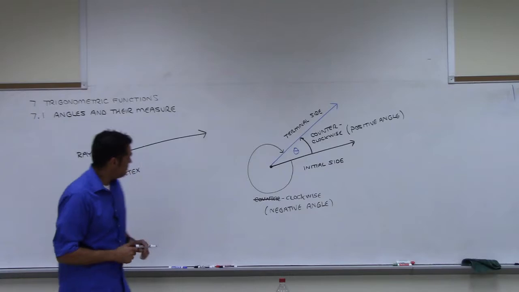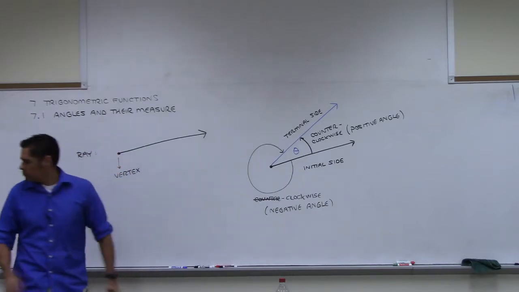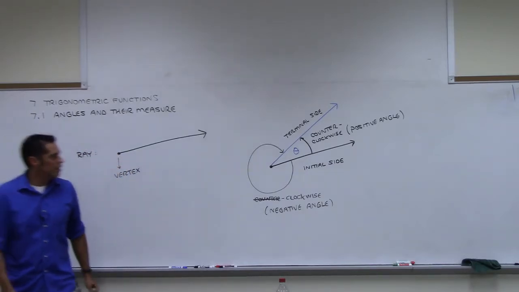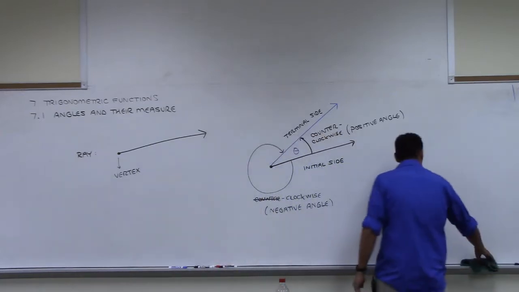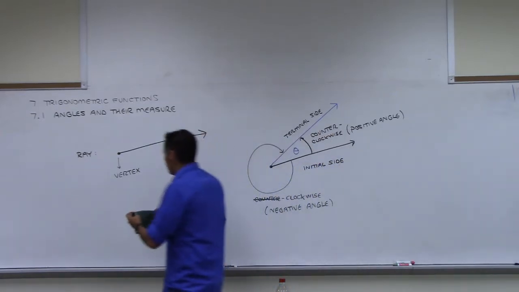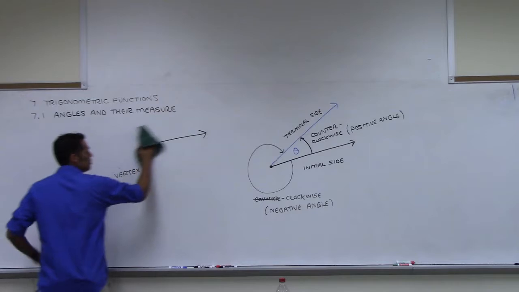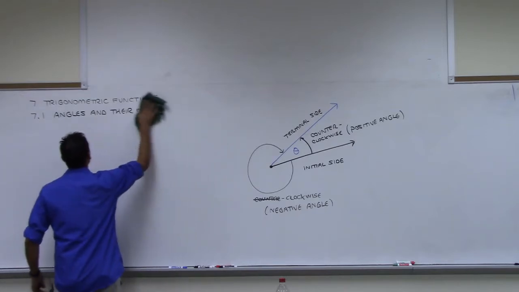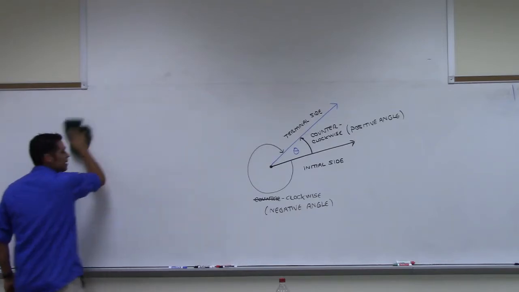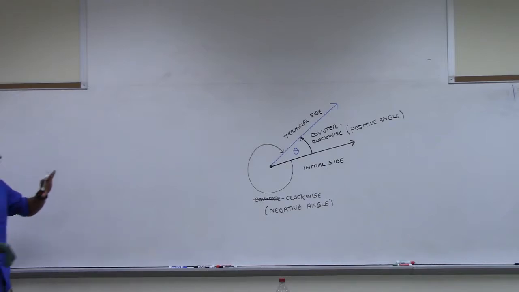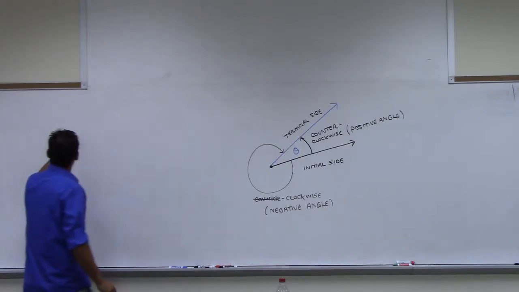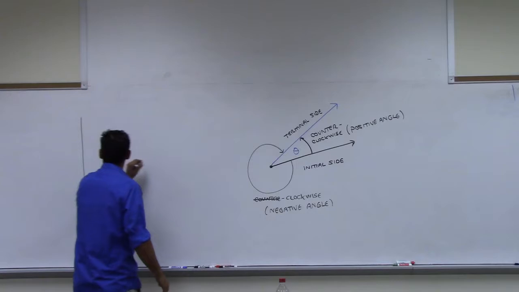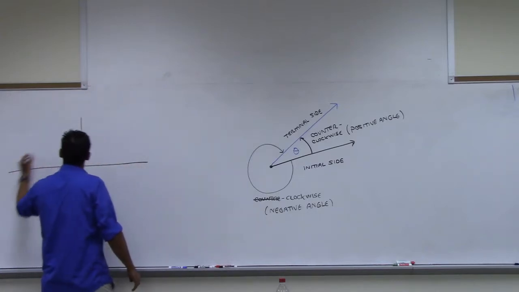Now, when we try and throw an angle onto our flat sheet of paper, which it's on right now, but in general it can be out in three-dimensional space, we place it onto what we call the Cartesian plane.